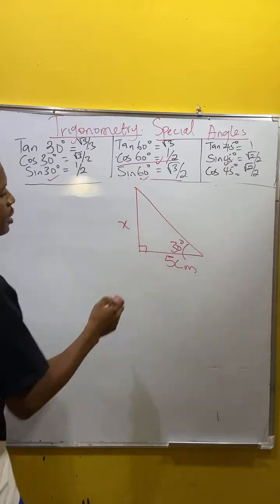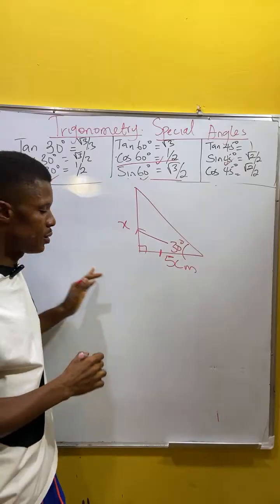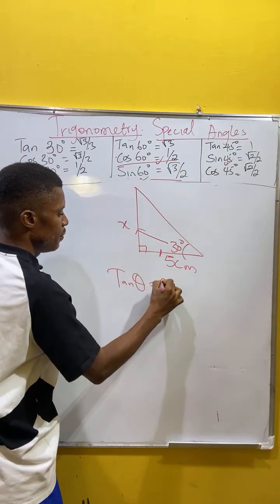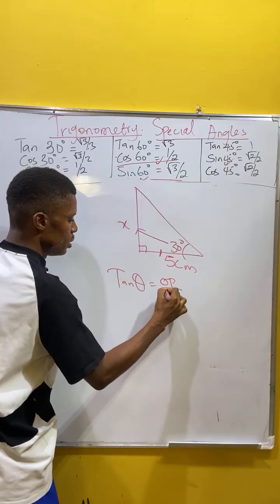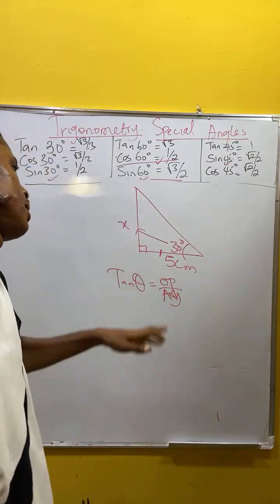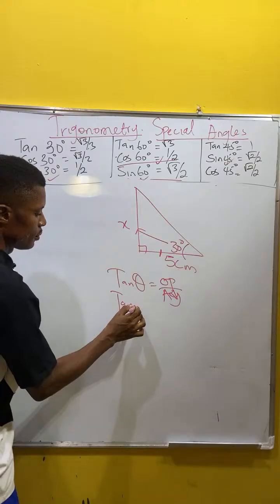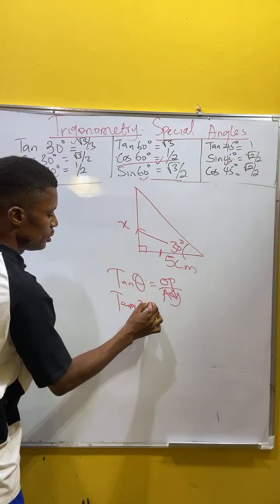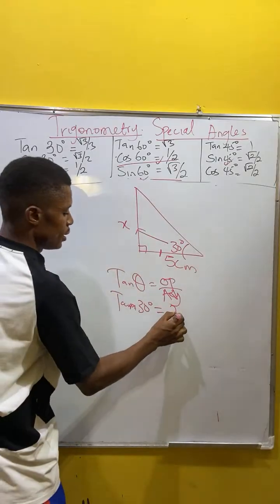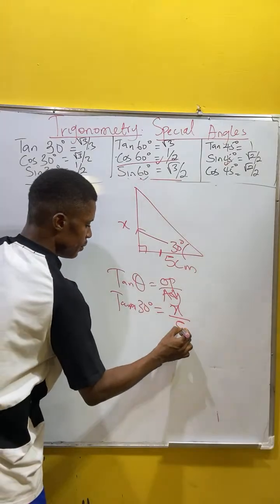So you can see that this is opposite and this is adjacent. So we are also using tan. Tan theta is the ratio of opposite over adjacent. So we are looking at tan 30 degrees. We have that tan 30 degrees is equal to opposite, which is x, over adjacent, which is 5.